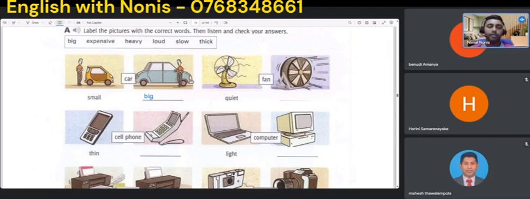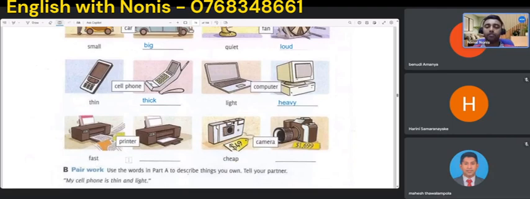These are two fans and this one is quiet. If it is quiet, the opposite word is obviously loud. There is a thin one. If it is thin, then for the other one, the opposite could be thick, right? If you take light, this is a light computer. If you take light, the opposite is heavy. The next one, printer, fast. Then the opposite is slow.